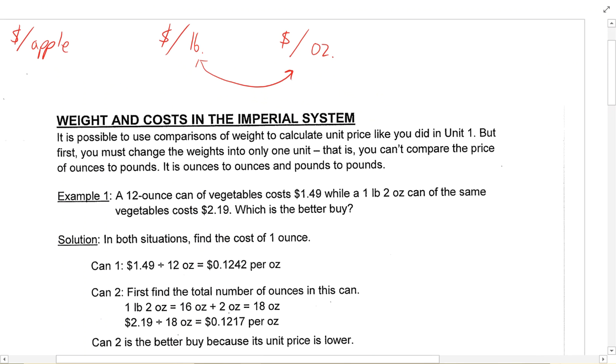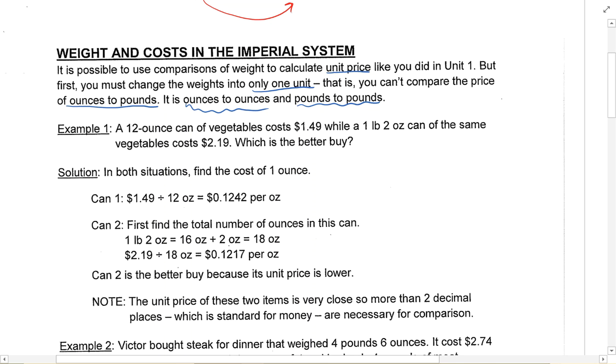Okay, so in order to compare unit price, like we did in unit 1, you have to have only one unit. You can't compare the price if you have ounces to pounds. You either compare ounces to ounces, or you compare pounds to pounds. So for example, cans of soup, really common. Here's a 12-ounce can for $1.49, and then you have a larger can, 1 pound 2 ounces, of the same vegetable soup, that costs $2.19. The question is, which one's the better buy? So you've got to get the units the same.